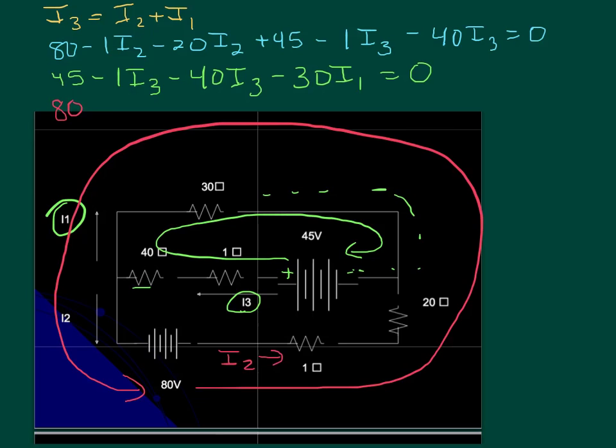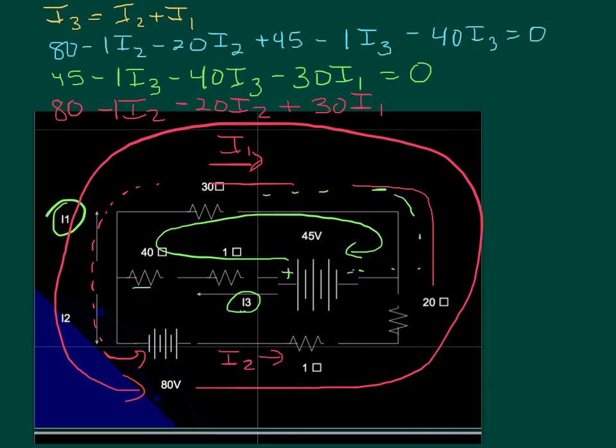So minus 1I2 minus 20I2. Okay, now we're going to come up this way, and do you see how I1's actually going this way? So this isn't a potential drop. Since we're going against the current, we're actually going to add that one in. So that's 30, we're going to add 30I1. And then we're following the loop, and we are back to the battery, and that adds up to 0.